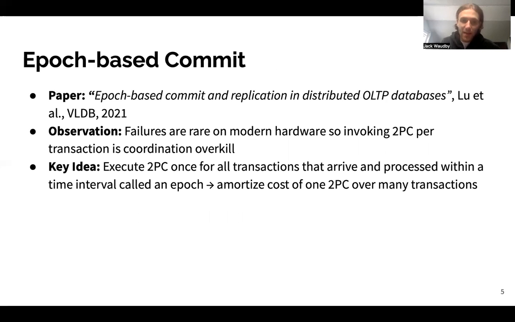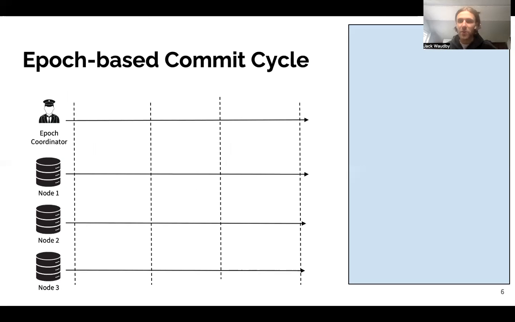So the idea is that rather than executing it on a per-transaction basis, we now execute 2PC over a batch of transactions that have arrived into the system in some time interval we call an epoch. And this allows us to amortize the cost of one round of 2PC over many transactions. So let's have a look at how this would work in practice. The key thing to note here is we now have this external node, which we call the epoch coordinator, who is managing the execution of 2PC across the whole database cluster.